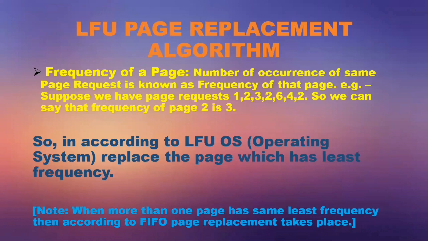B and C both have the same least frequency. So here we apply FIFO: between B and C, which page came first? That will swap out from the RAM. So that is the fact that when more than one page has the same least frequency, then page replacement takes place according to FIFO. Okay, so we will see it. Just move to the example.